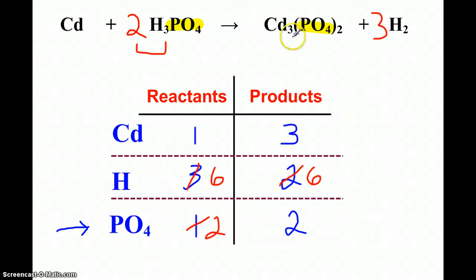Now the only thing left to fix is cadmium. Since 3 are coming out, I just need to put a 3 here, and that will make 3 go in, and everything is balanced.